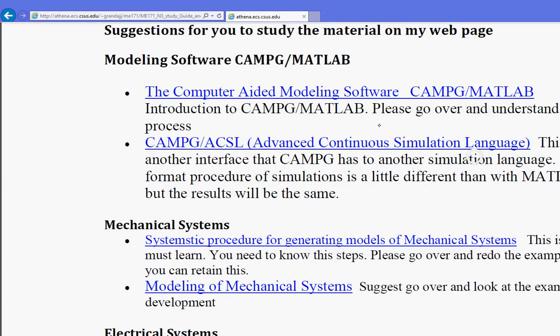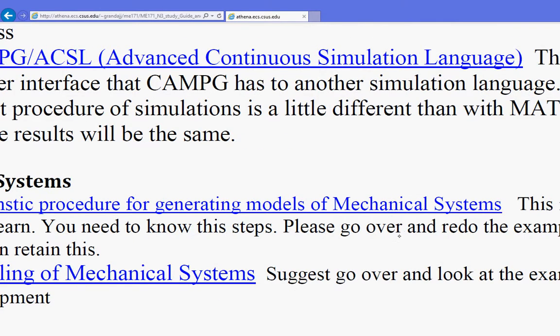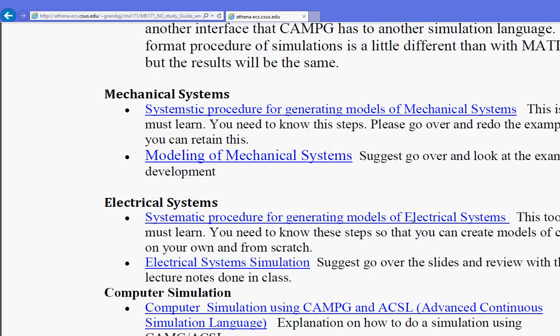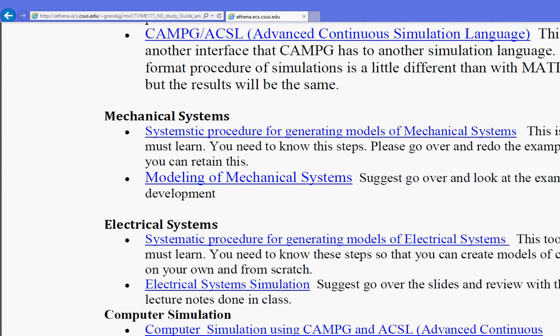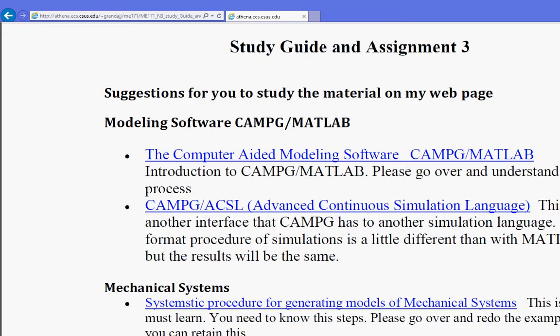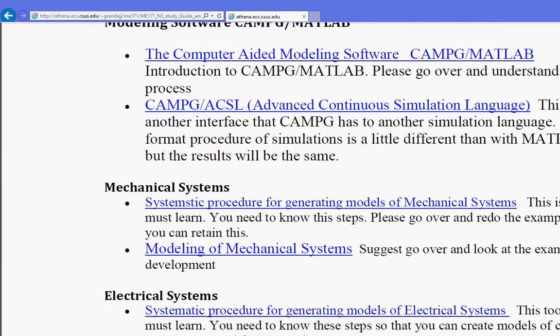And then there are procedures for modeling mechanical systems here. And the other procedure that we have is for modeling electrical systems. Okay, there we go. This is for electrical systems. The idea here is that you have a guidance of what's on the web page on this topic, and also a guidance on your assignment.